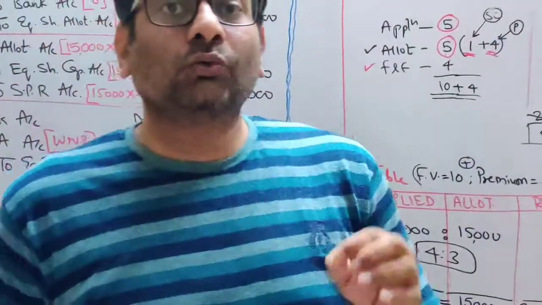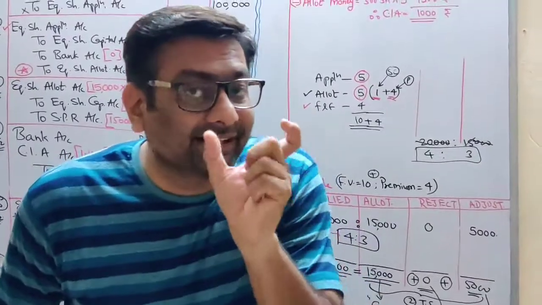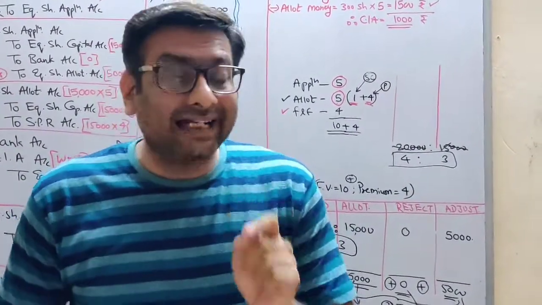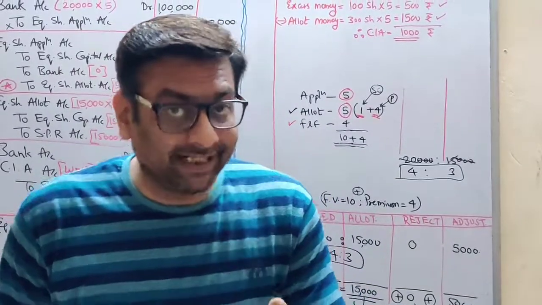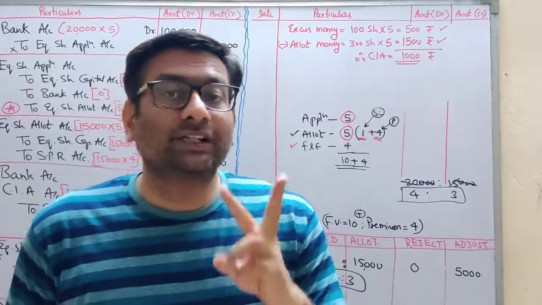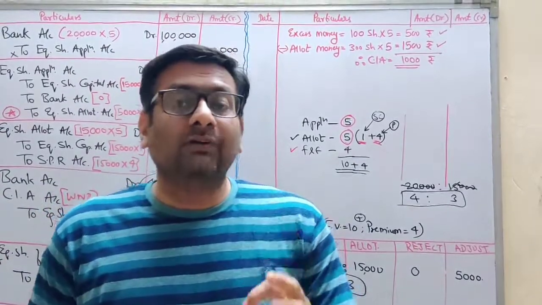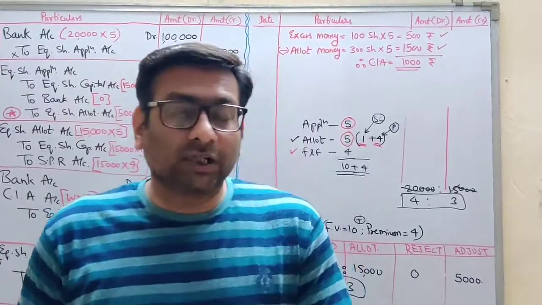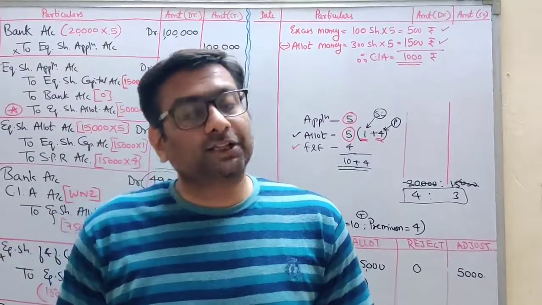Please refer to working note number 2. That is very important. How to find calls in arrear at the time of allotment if it is a pro rata sum. Working note 2 is very, very important. I want you to focus on that part of this video. If you have not understood, watch it again and again. Thank you, students.